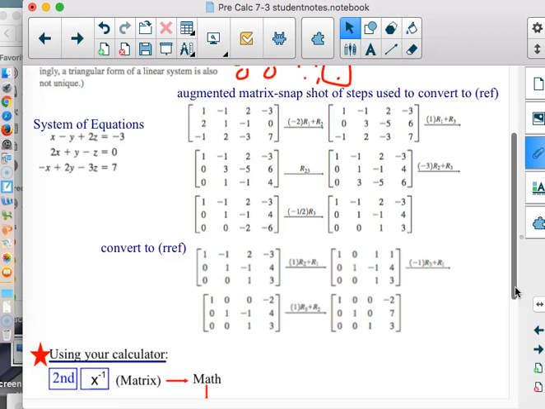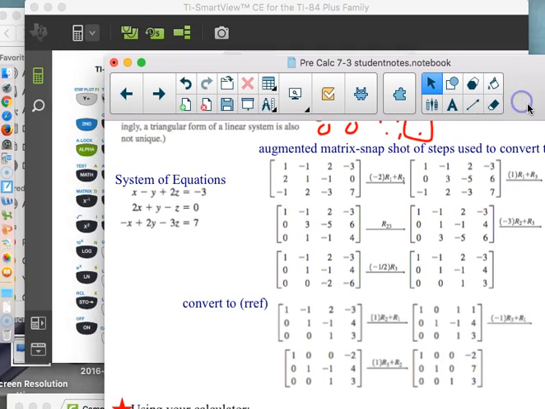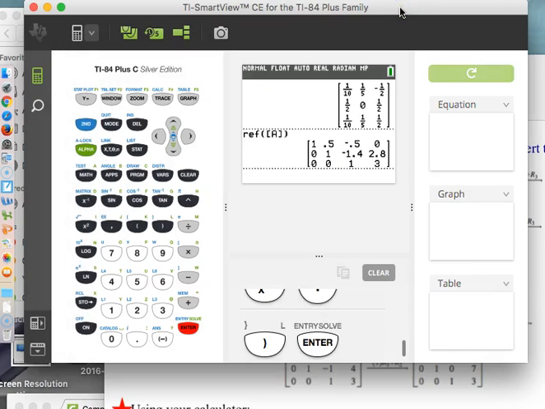So the calculator can also do this. Now, is this the one that we just had in there, or are we going to have to punch in a brand new matrix for this one? Cool. It's already in there. So here's what we're going to do. We're going to go find reduced row echelon form in the calculator.